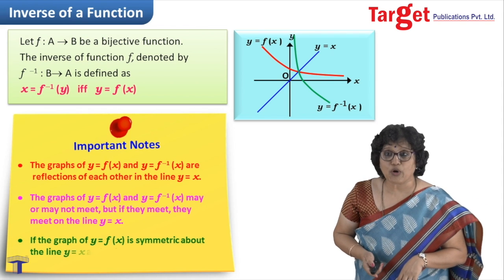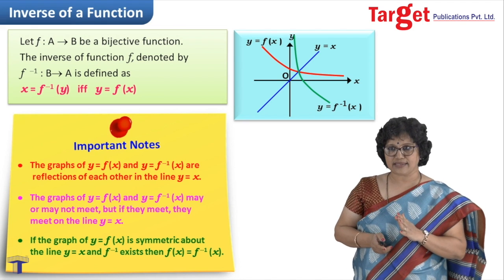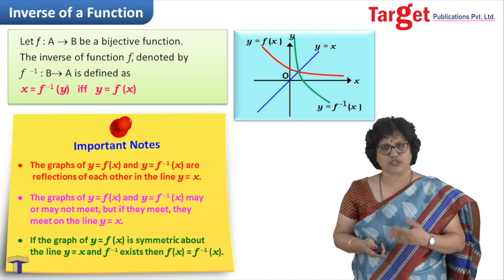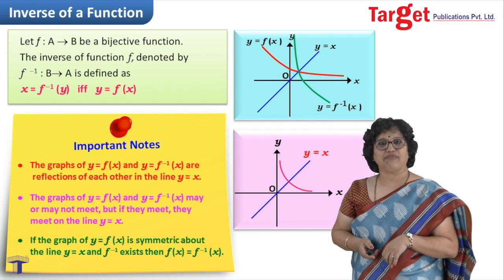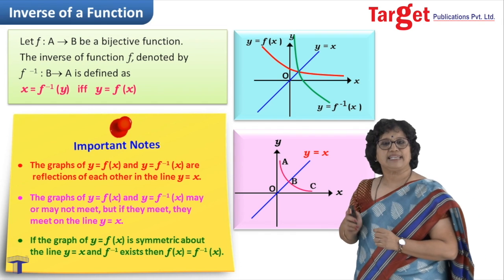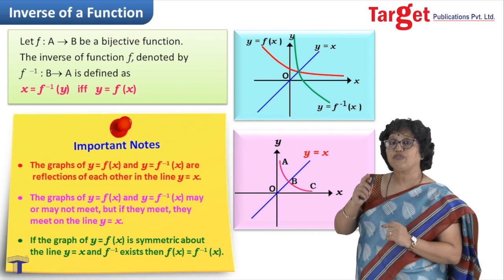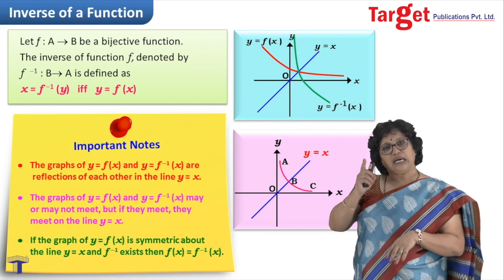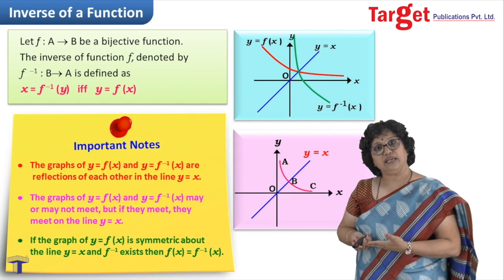Also, one more point you have to remember is that if the graph of y equal to f(x) is symmetric about the line y equal to x, and if f inverse exists, then f(x) and f inverse x would be the same. Why do I say so? You can check yourself by drawing a graph which is symmetric about the line y equal to x. And I name the points A, B, C. Two ends of the curve I am naming as A and C, and the point of intersection of the line y equal to x and the graph I am naming as B. What happens? The curve AB, its image would be BC, and the image of BC would be AB.